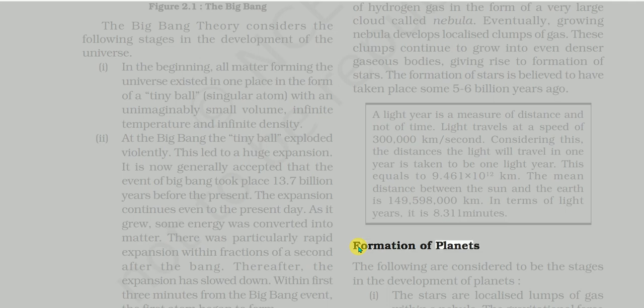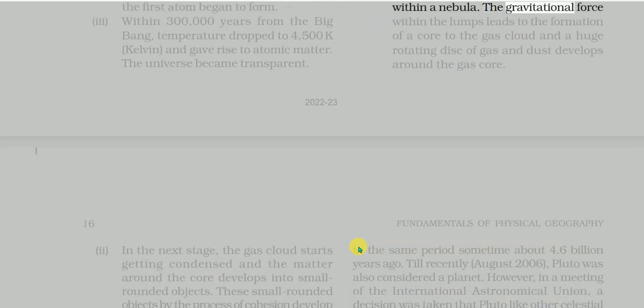Formation of planets. The following are considered to be the stages in the development of planets. 1. The stars are localized lumps of gas within a nebula. The gravitational force within the lumps leads to the formation of a core to the gas cloud, and a huge rotating disk of gas and dust develops around the gas core.